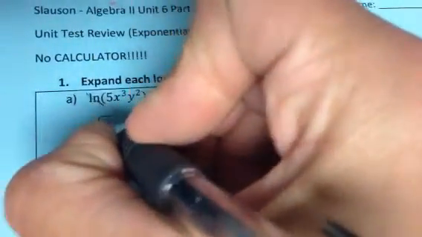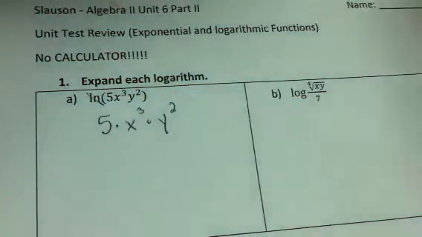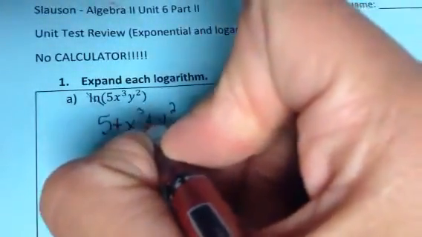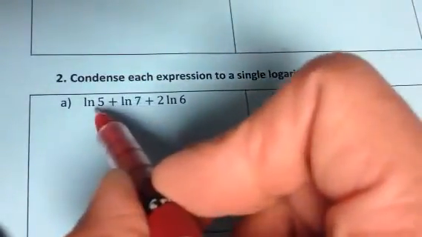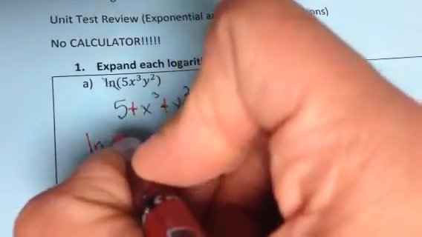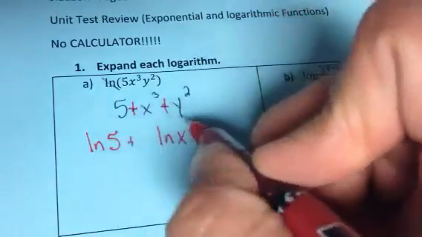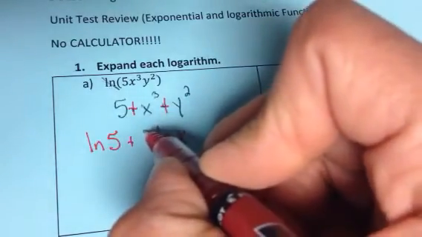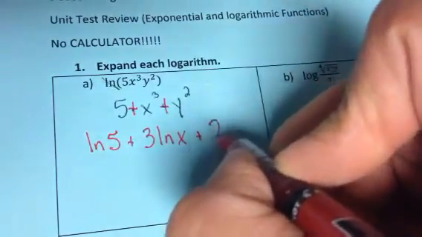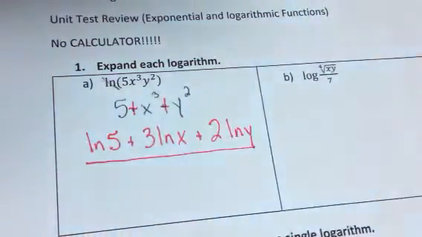So if you just ignore the log for now, and you look at this as 5 times x cubed times y squared, that is where your multiplication is going to turn into addition. And then, just like down here, how everything that is added or subtracted has that log in front of it, that's what's going to happen here. That ln is going to go in front of the 5. It's also going to go in front of the x cubed, but the cubed won't stay here. The cubed is going to move to the front and turn into multiplication. And then the same will happen with the 2 of the y squared. And then this is expanded.